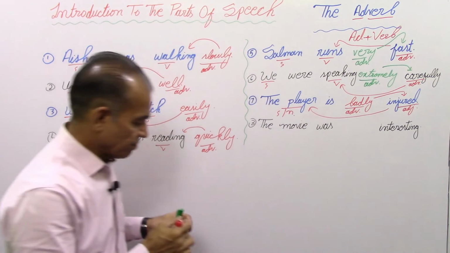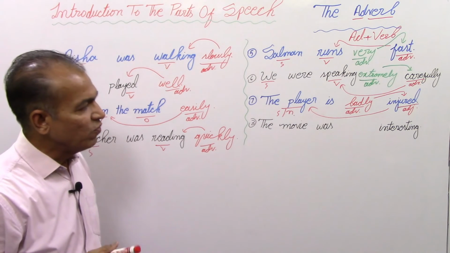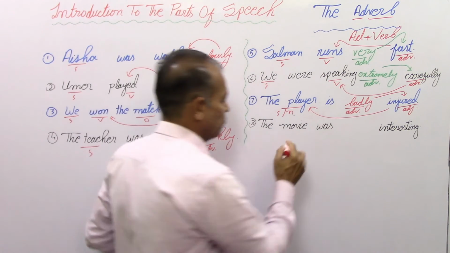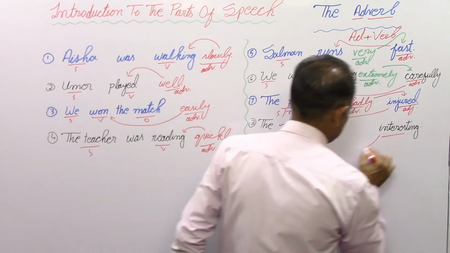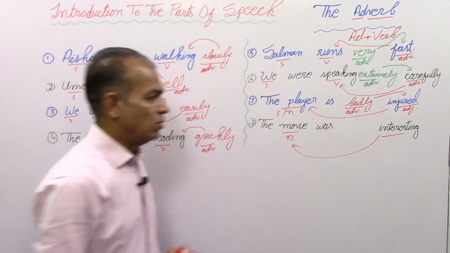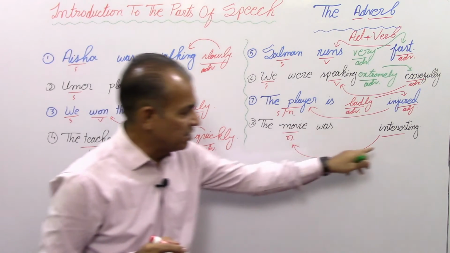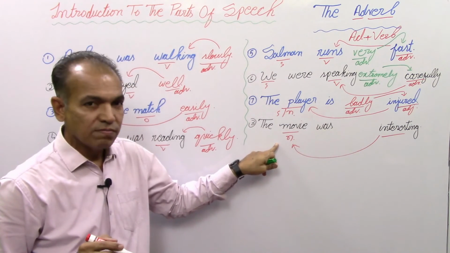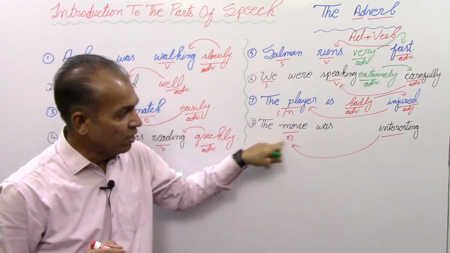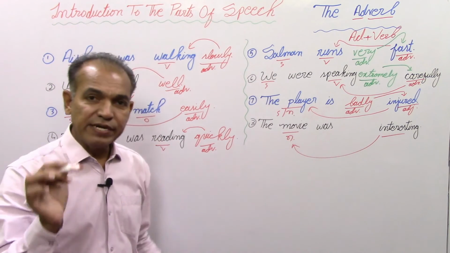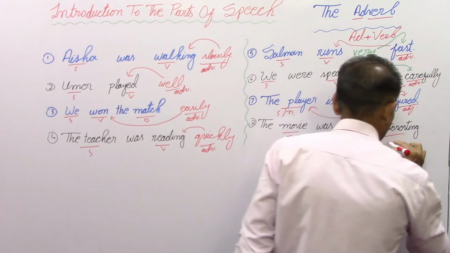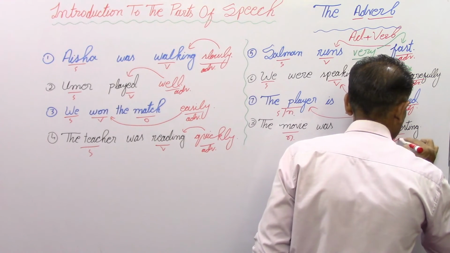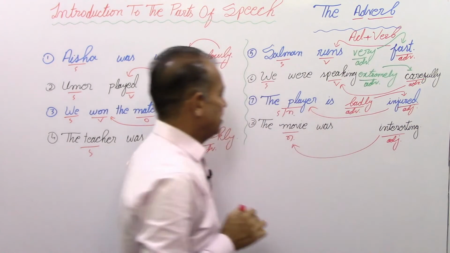The last example, the movie was interesting. Okay, the movie was interesting. Movie is a noun, name of something. Interesting is telling something about a noun. The movie was interesting. It means this word is telling something about a noun. It's adding something to the meaning of a noun. It's modifying a noun. So the word that modifies a noun or pronoun is called adjective. So this is an adjective.